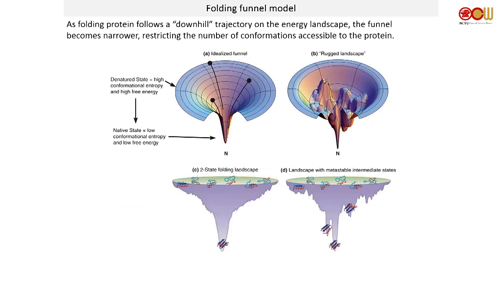Folding funnel model. So this is what I was talking about. As a protein is folding, it follows a downhill trajectory on the energy landscape. So you can think of this as an energy landscape, increasing in energy. When the protein has a lot of energy, on top, just after translation when it's unfolded, it has many different states that it can adopt, many different conformations. It can be beta sheet, alpha helix, random coil, whatever.